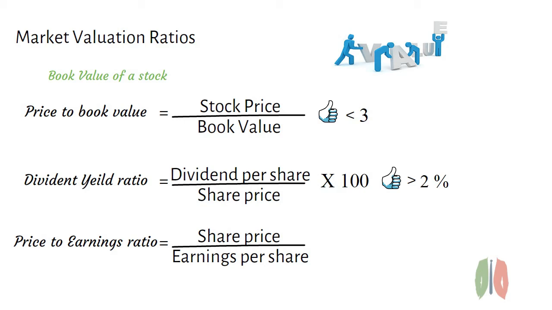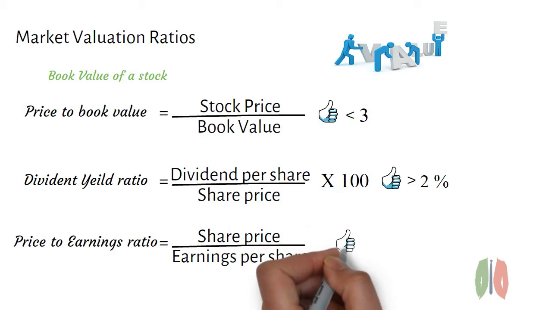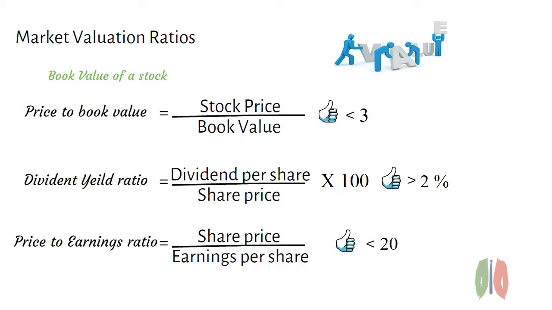So we will be calculating the price to earnings ratio, or PE ratio, by dividing the current share price of a company by its earnings per share, which is mentioned in the income statement. A good PE ratio is less than 20.